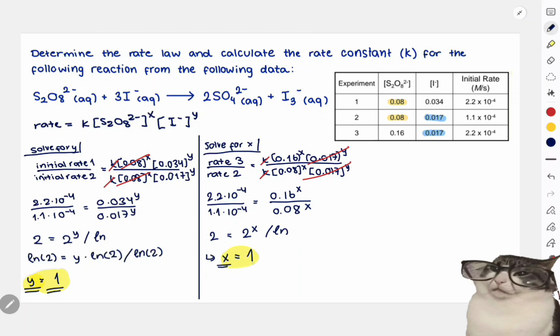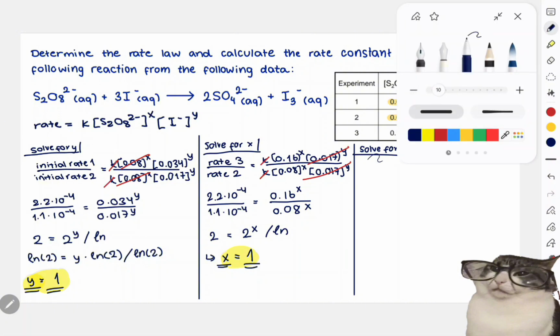Once the rate law has been determined, you can calculate the rate constant k by plugging in the reaction rate and the reactant concentrations from any experiment. So you can choose data from experiment 1, experiment 2, or experiment 3. It's completely up to you. Nonetheless, the answer should come out the same. So let's just solve for k. I'll choose experiment 1. So let's just plug all of the values into this equation.